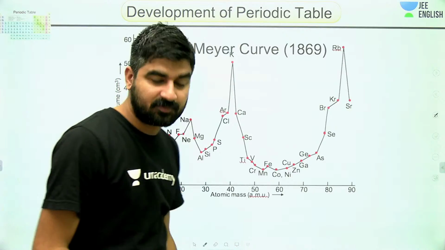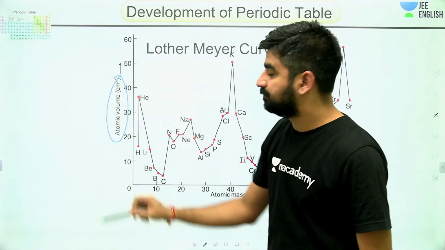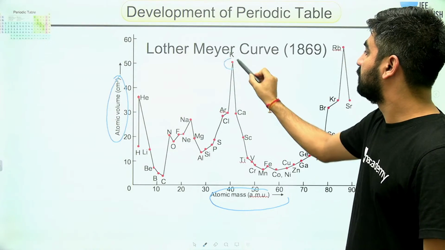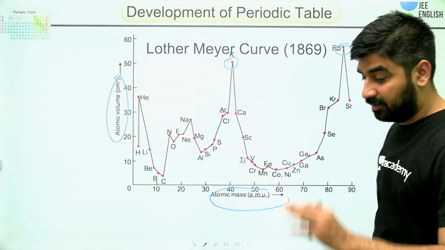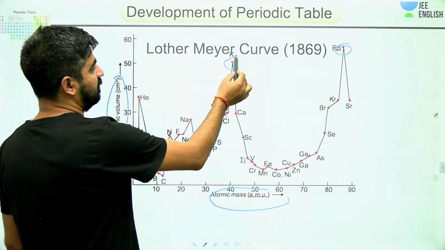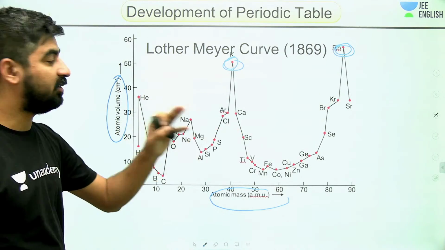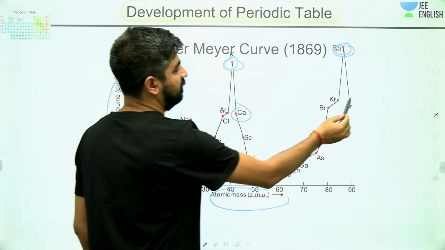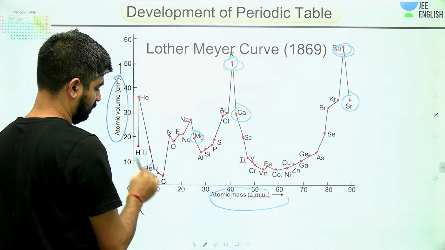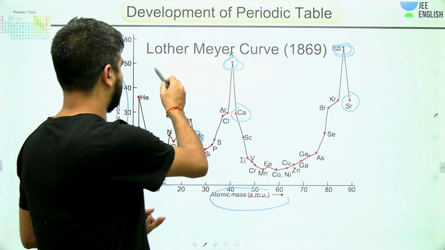Then we have the Lothar-Meyer curve. So what is this Lothar-Meyer curve? He calculated the atomic volume and atomic mass, and he arranged them. These dots are representing the elements. And after arranging these elements, what did he find? He found that the peaks were occupied by alkali metals, and then the descending parts were occupied by what? Alkaline earth metals. So these were simple observations. His graph was like this.